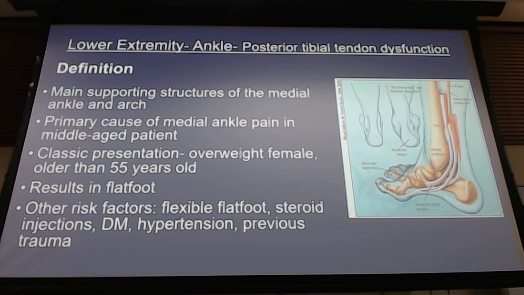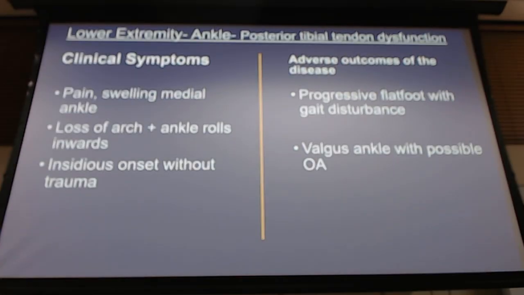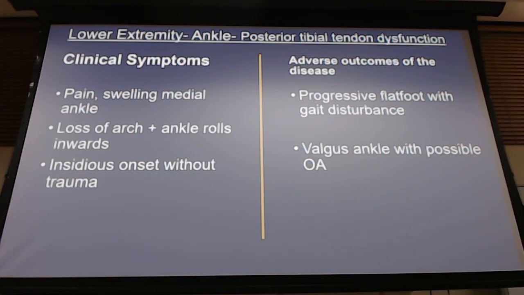Patients with other risk factors like diabetes, hypertension, and other connective tissue disorders, then they tend to have issues with the tibialis posterior. So these patients will present with pain, swelling, sometimes on the medial aspect of the foot. They will tell you that the ankles continue to roll.